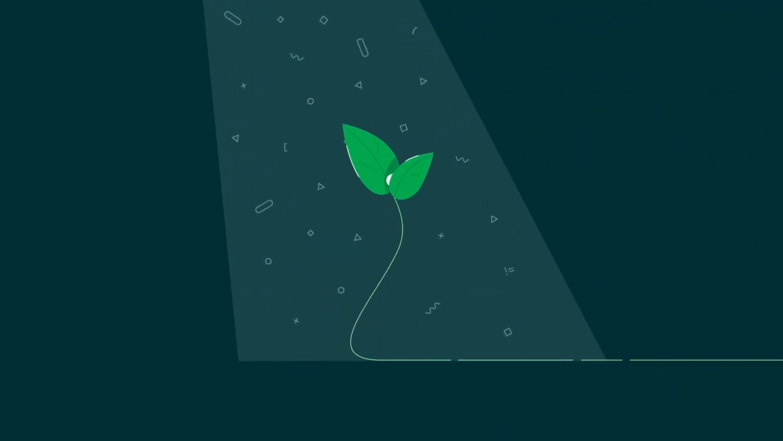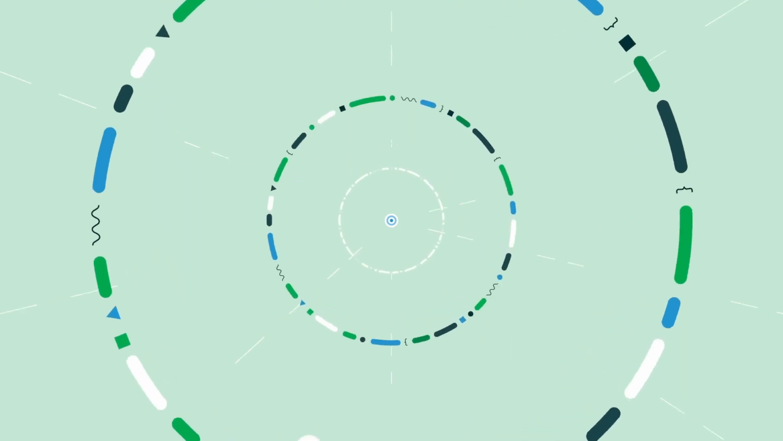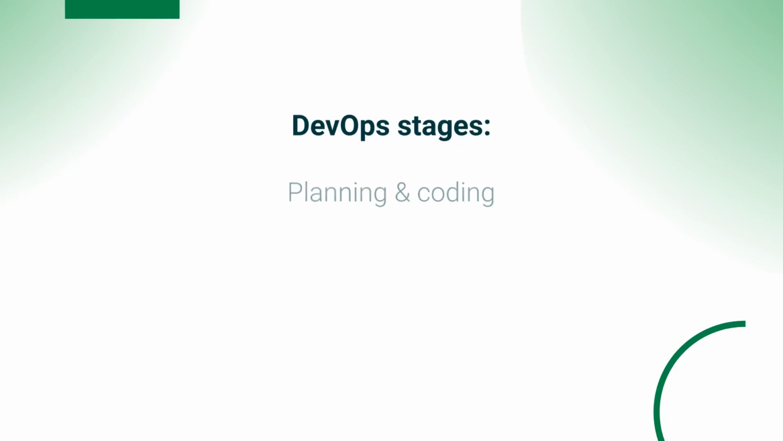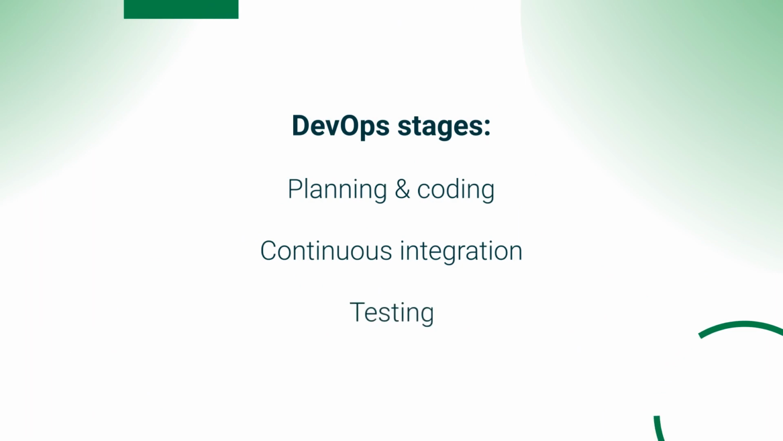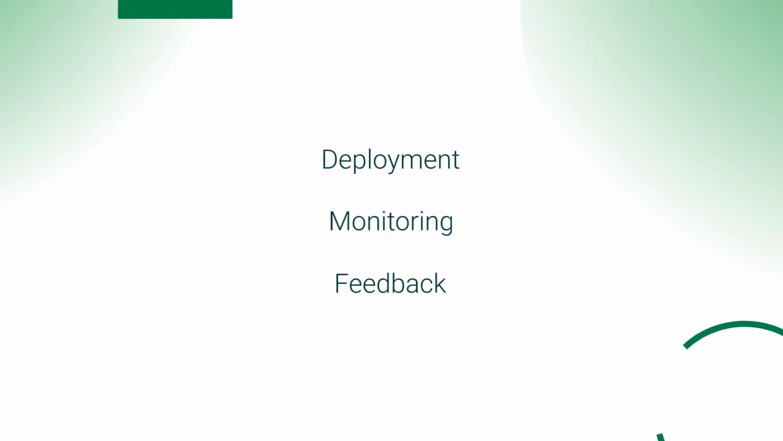By harmonizing the separate worlds of development and operations, DevOps creates a unified and efficient workflow that speeds time to market and boosts product quality. DevOps is a holistic, cyclical approach made up of several key stages. Beginning with the planning and coding phase, it moves through continuous integration, testing, deployment, monitoring, and feedback.